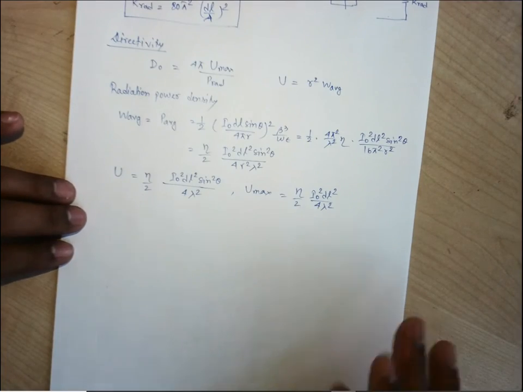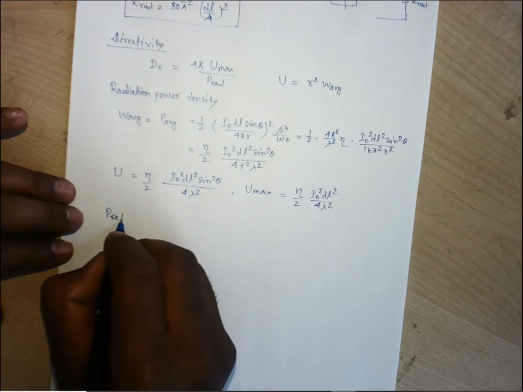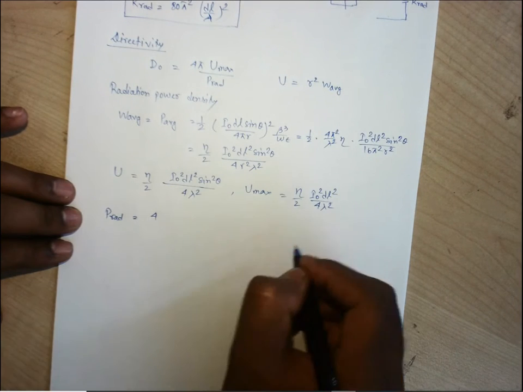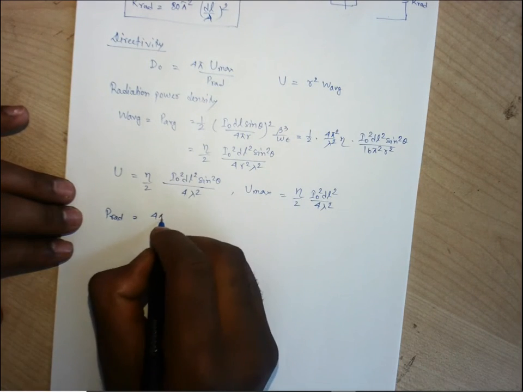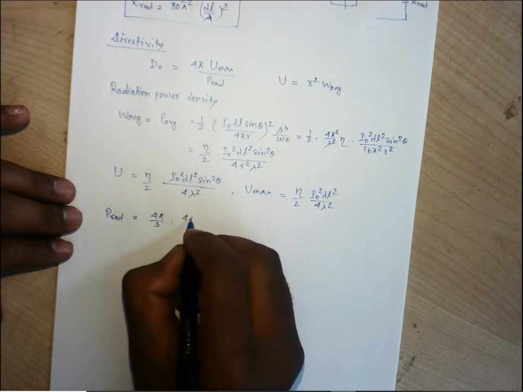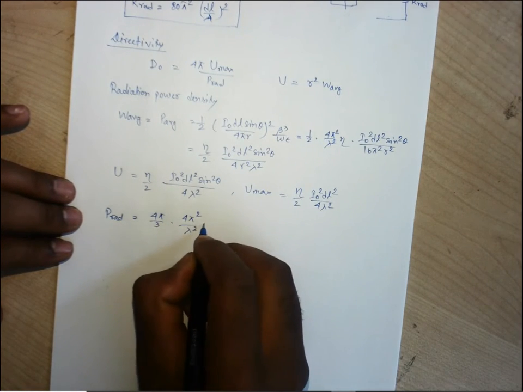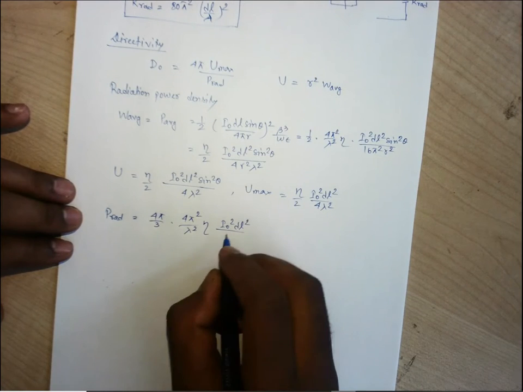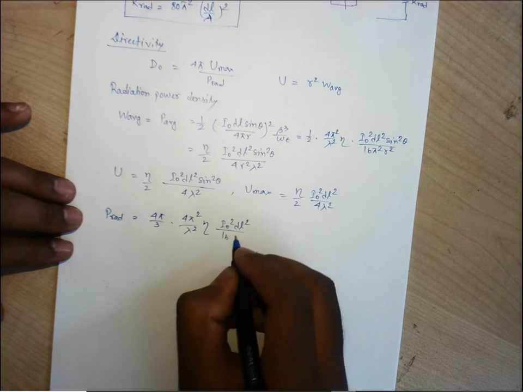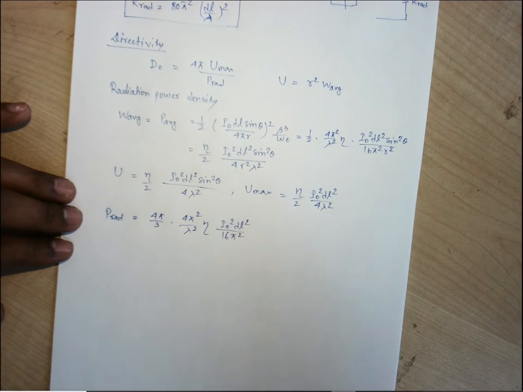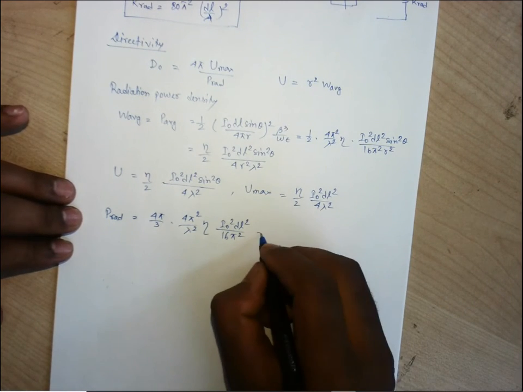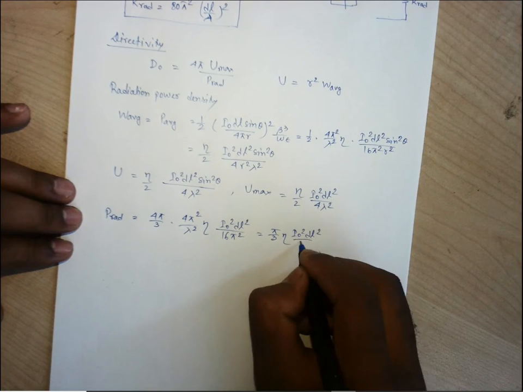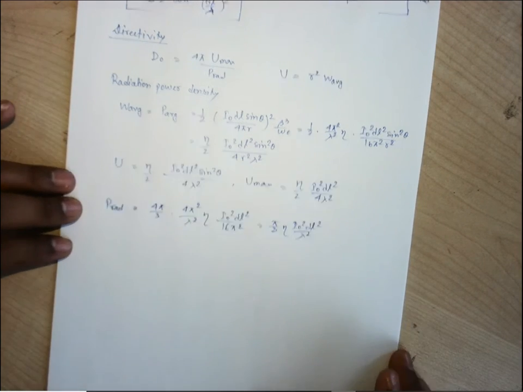Now we need to go with this P rad. P rad we have already derived. I am just rewriting that equation again. That integration value was 4 by 3. So I am writing 4 pi by 3 first, then 4 pi square by lambda square, eta, I naught square dl square by 16 pi square. So it is coming out as pi by 3 into eta I naught square dl square by lambda square. So this is our P rad.